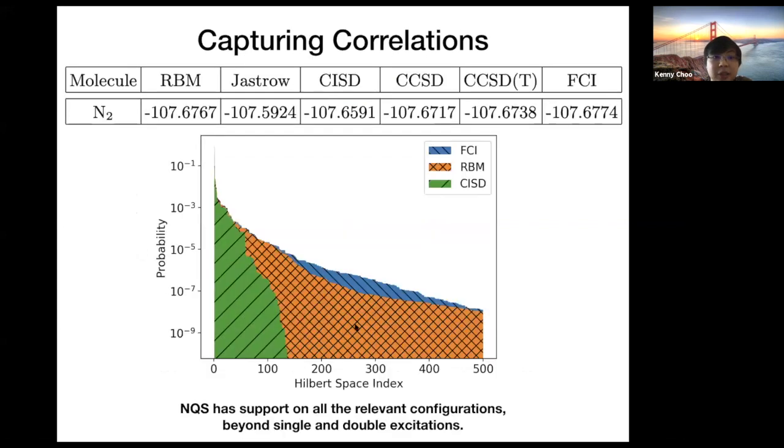And in order to further understand the performance of the RBM, we plot here the probabilities of the most relevant configurations in the wave function. We look at three different wave functions: the exact wave function in blue, the neural network in orange, as well as the CISD, which is basically just a wave function that only takes into account single and double excitations from the Hartree-Fock state. Looking at this plot, you can see that the RBM has support on configurations beyond the single and double excitations. And this is important in order to reach an accuracy where we can make realistic chemical predictions.